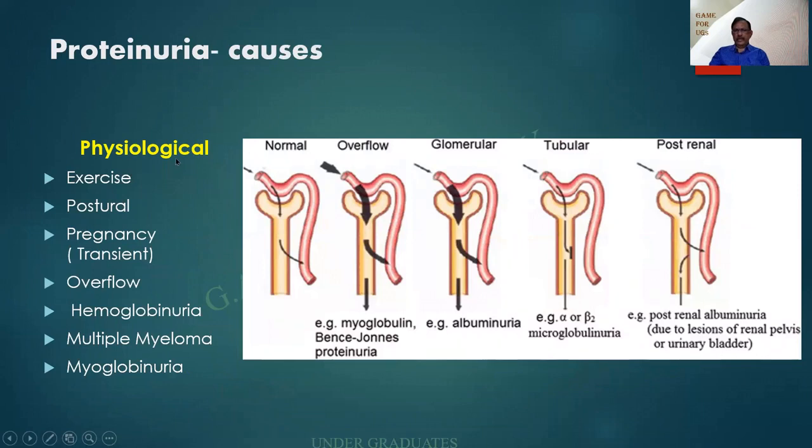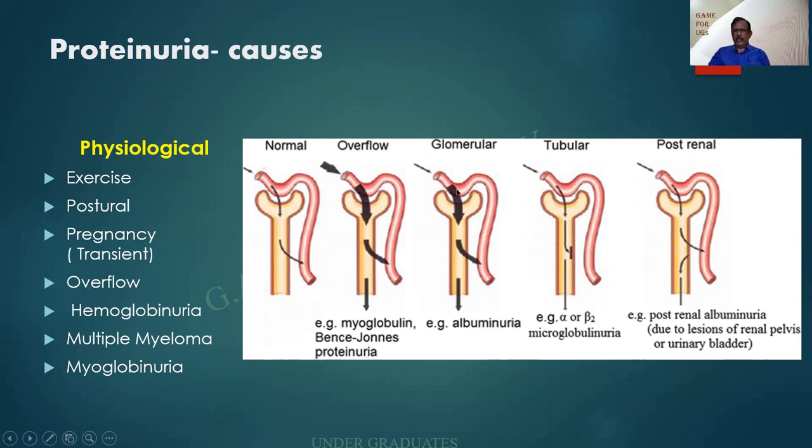Proteinuria, there are various causes for it. One can be physiological, which can be exercise, postural, pregnancy; overflow, hemoglobinuria, multiple myeloma, myoglobinuria, and so on and so forth. Look at this one. Let us see what happens. Normally, there is hardly any protein entering the tubules. Sometimes there can be an overflow from the glomerulus into the tubules. It is getting reabsorbed. It can be in a case of myoglobin. Sometimes Bence-Jones proteinuria can be found by this method.